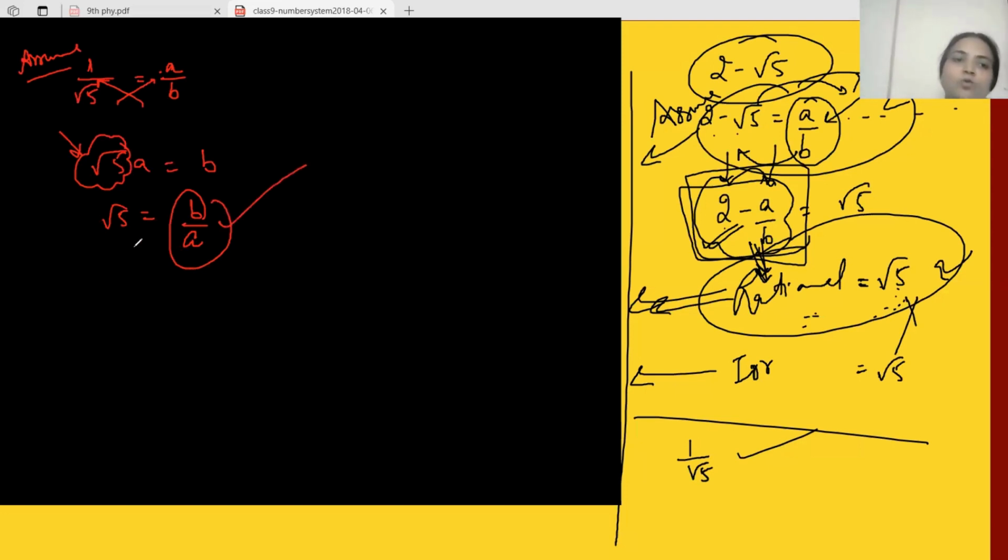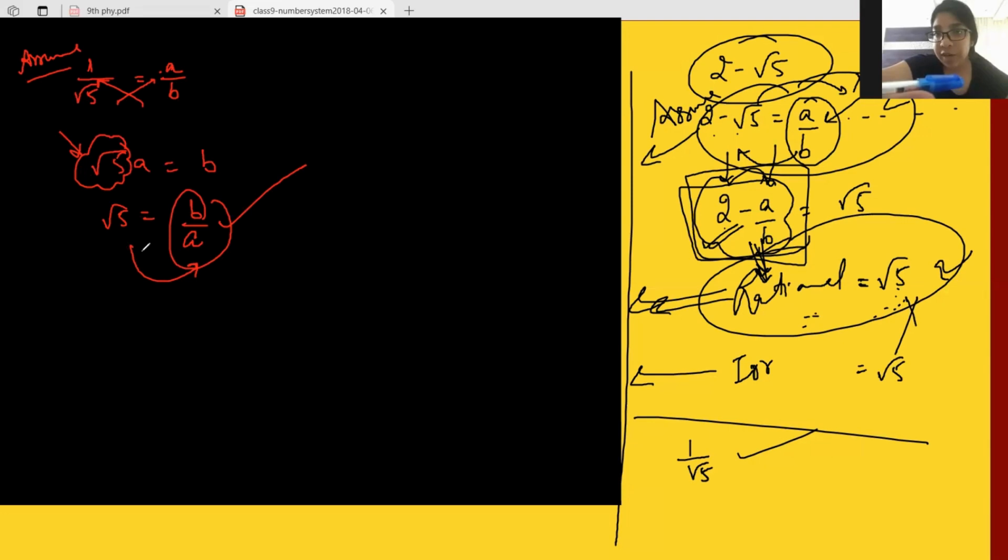If this is rational, root 2, root 5 is coming equals to rational, which is not true. Root 5 तो actually is irrational. इसका मतलब our assumption is wrong. Hence, 1 by root 5 is also irrational. Getting it or not, everyone?